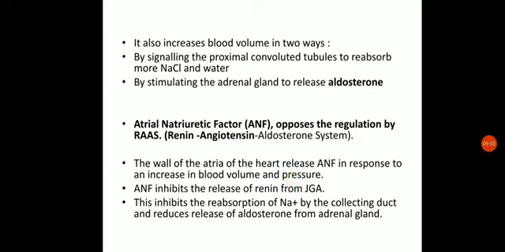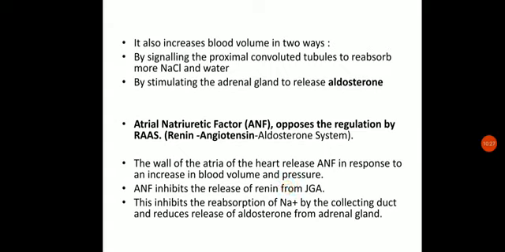Okay, so here the ANF inhibits the release of renin. This will be inhibiting the reabsorption of sodium by the collecting duct, and also reduces the release of aldosterone from the adrenal gland. So altogether, this will be responsible for inhibition of water absorption and sodium absorption, due to which the urination will be high, and the urine will also contain the sodium ions.